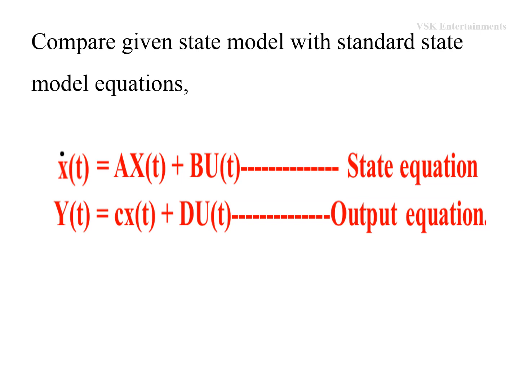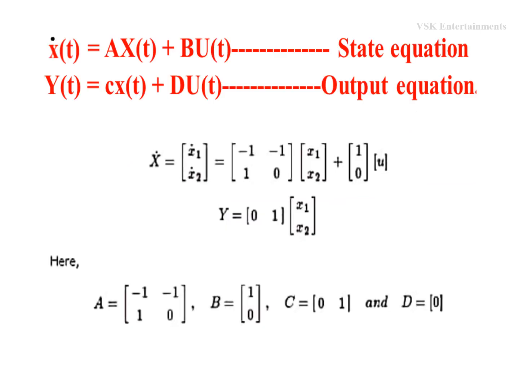Obtaining the transfer function from a state model is very simple. First, we have to compare the given state model with the standard state equations. We know the standard state model equations, which are the state equation as well as the output equation. These two equations are the standard equations. Now we compare the given state model equations with the standard state model equations.